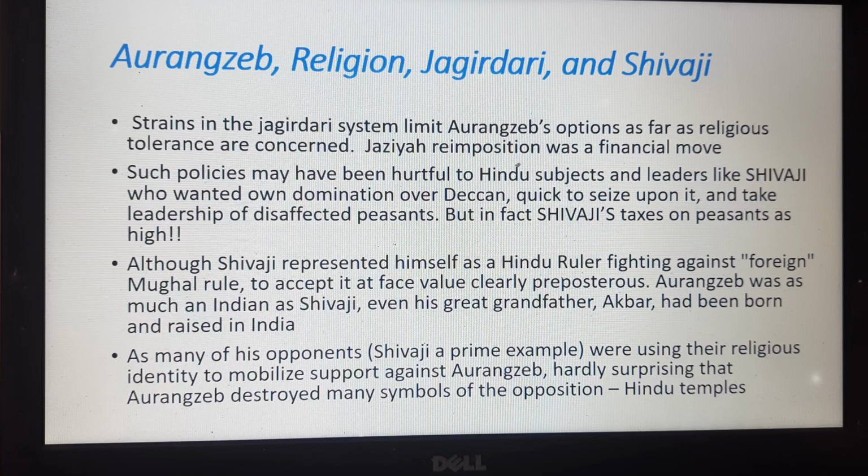So jizya was done to increase some revenue to the court. Such policies may have been hurtful to Hindu subjects, and leaders like Shivaji, who wanted his own domination over the Deccan, were quick to seize upon it, taking leadership of disaffected peasants. But in fact, Shivaji's taxes on peasants were high. Sardeshmukhi and Chauth were the taxes taken by Shivaji, and that was a high tax, and he gave protection to those peasants from the Mughal rule.